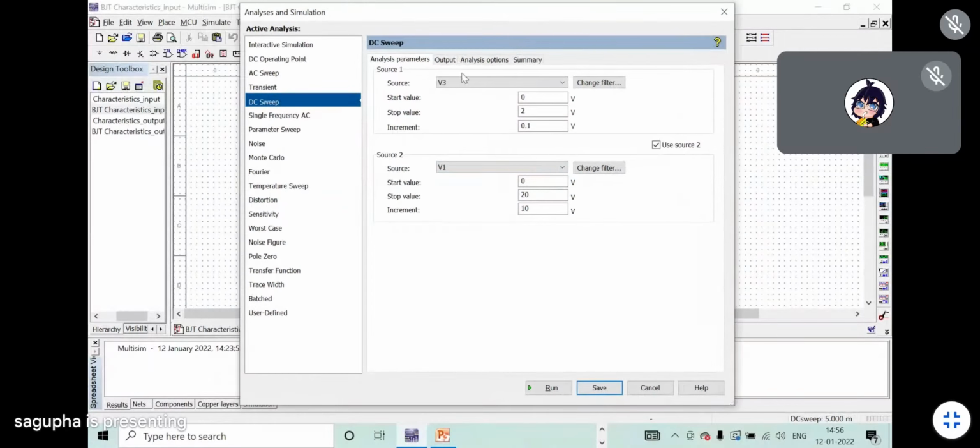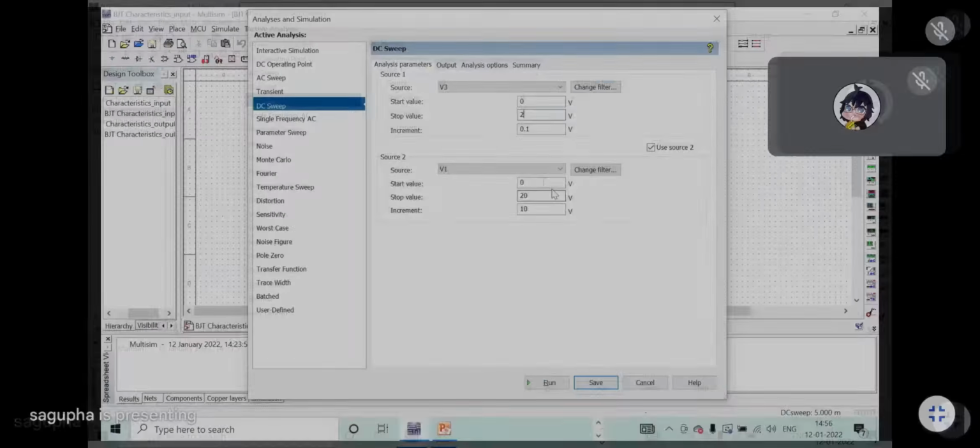Here I am giving the iterations to plot the graph. I have kept the value from 0 to 2, this is the start value and this is the stop value. V3 is nothing but the VBE, the value of VBE that I am going to plot in the graph, and I have kept the increment as 0.1 volt. If you want, you can take a screenshot of this.